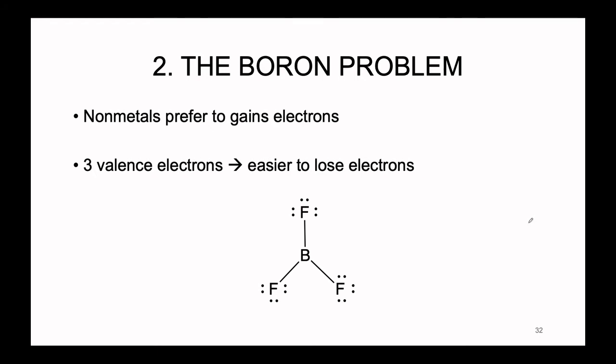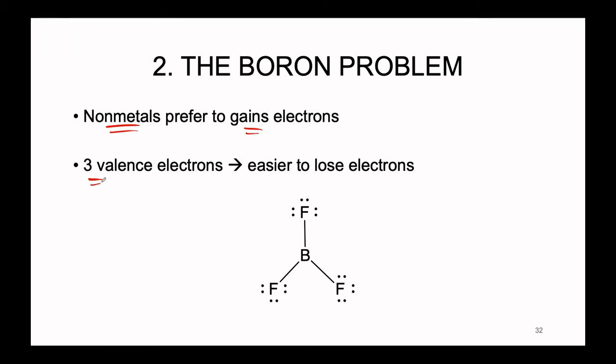Okay, our second exception to the octet rule is known as the Boron Problem. Boron on the periodic table is more on the right-hand side. It counts as a non-metal. And non-metals, as we have also talked about before, characteristically tend to gain electrons. However, boron only has 3 valence electrons.